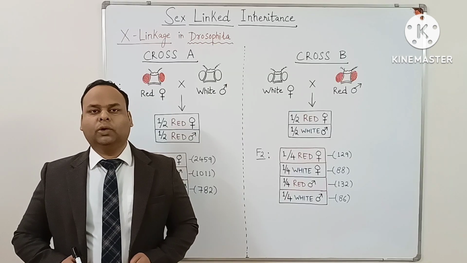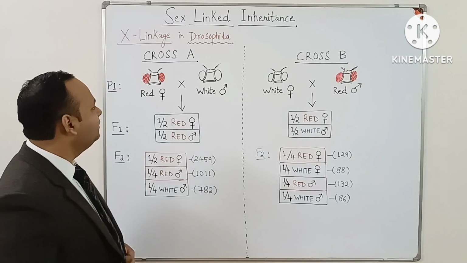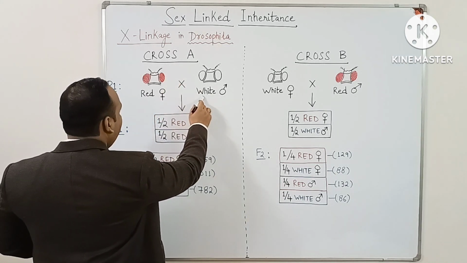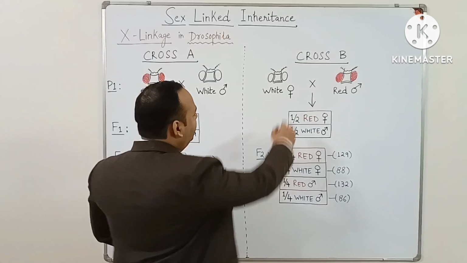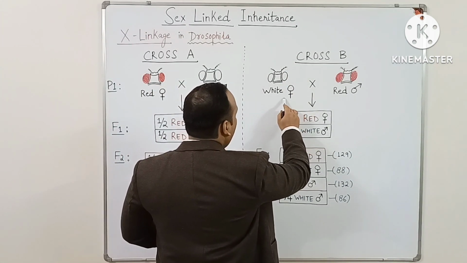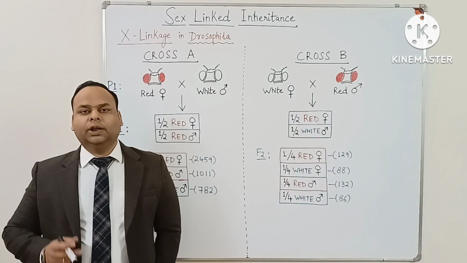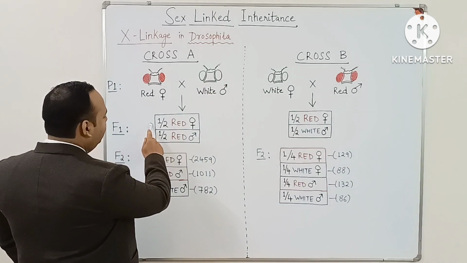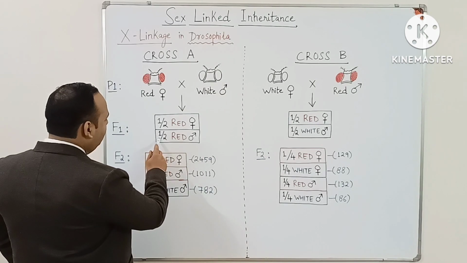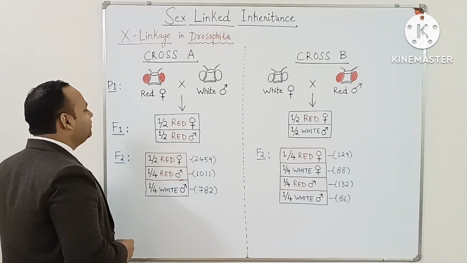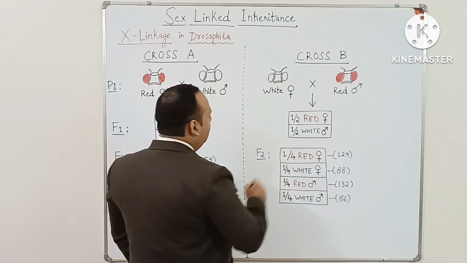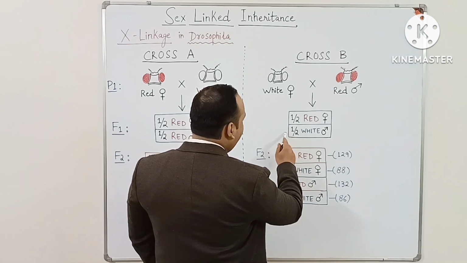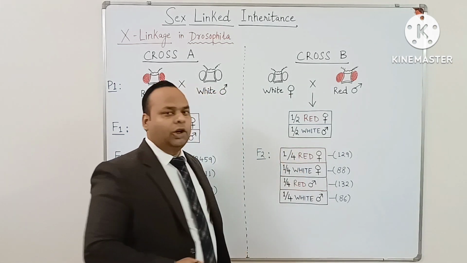Here we have the reciprocal crosses studied by Morgan. In cross A, a red-eyed female is crossed with a white-eyed male, while in cross B, a white-eyed female is crossed with a red-eyed male. In F1 generation, half of the progeny was found to be red-eyed female, while the other half was red-eyed male offspring. While in the case of cross B, half of the progeny was found to be red-eyed female and the other half was white-eyed male offspring.